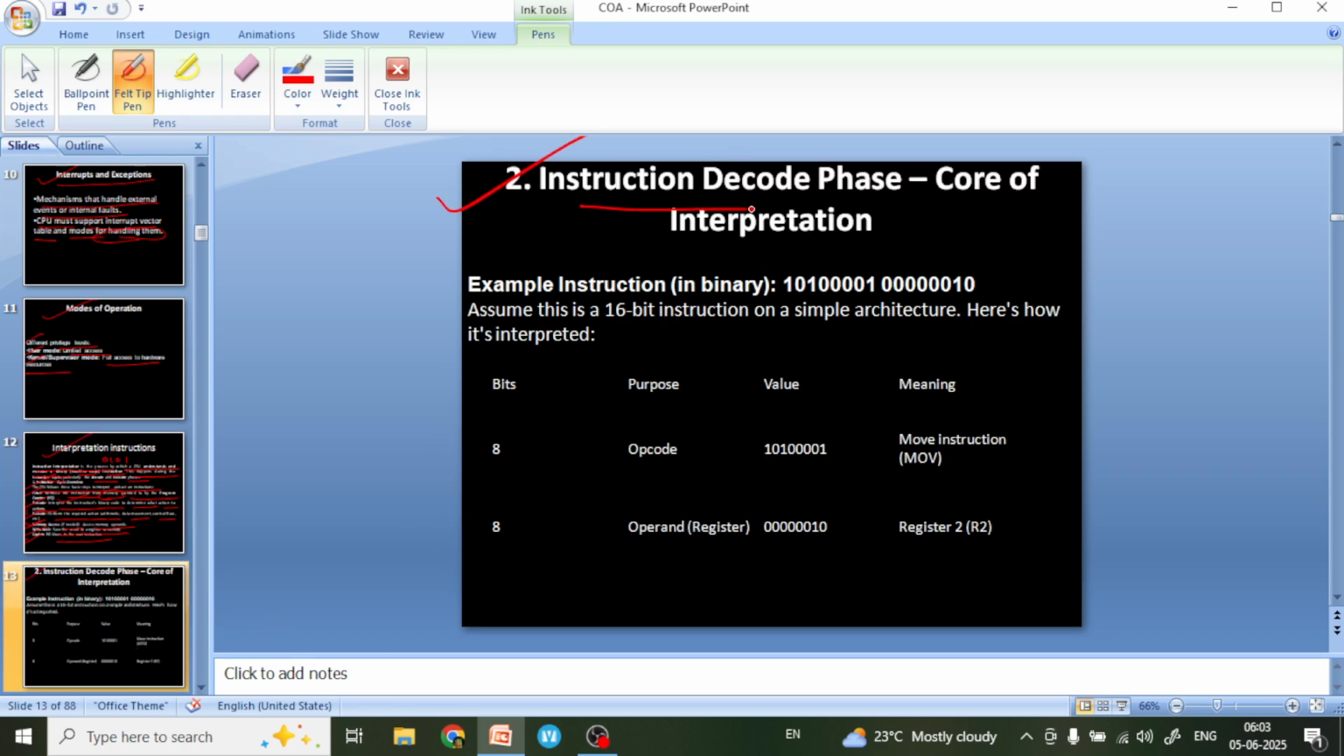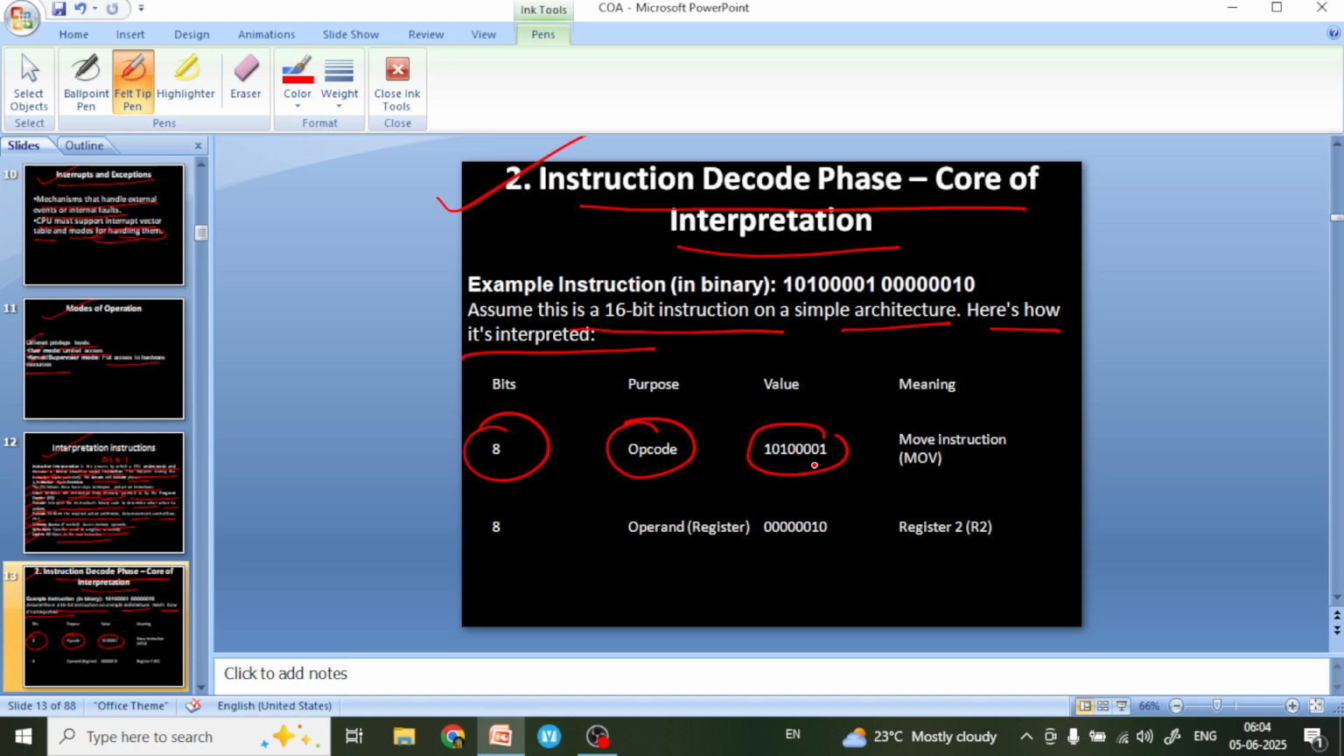And next is the instruction decode phase, the core of interpretation. For example, you are given these instructions in binary form, 101 four times 01, then 6 times 010. Here we assume this is a 16-bit instruction on a simple architecture. Here is how it is interpreted. In this case 8 bits are used for the opcode, that is the operation code, and the value is 101 four times 01. This value means the move instruction, MOV. And these 8 bits are used for the operand register, and these values, 6 times 010, mean register 2, R2.